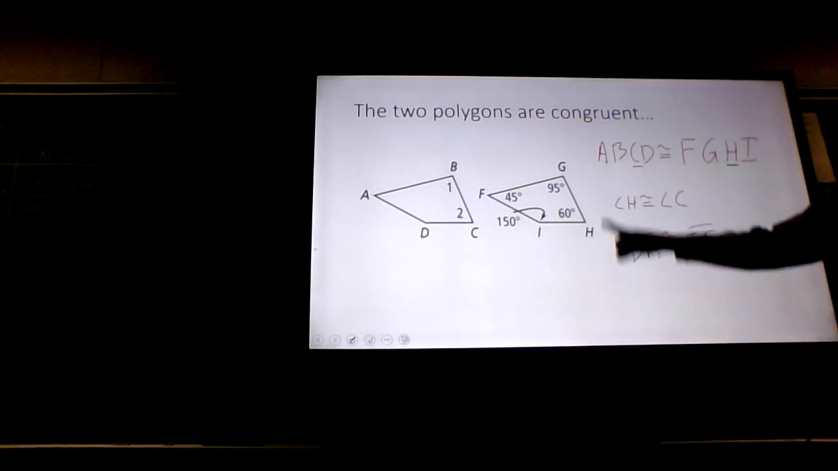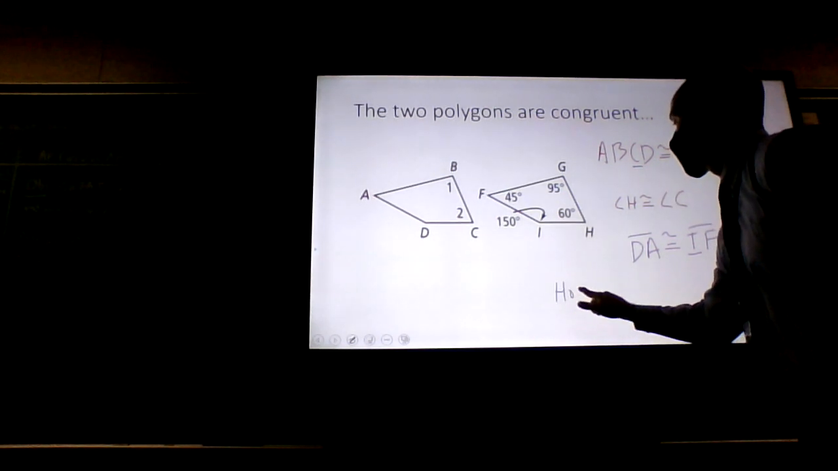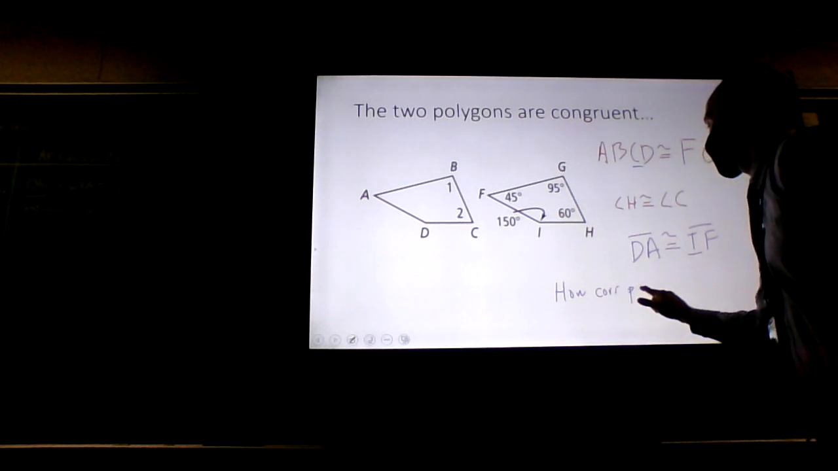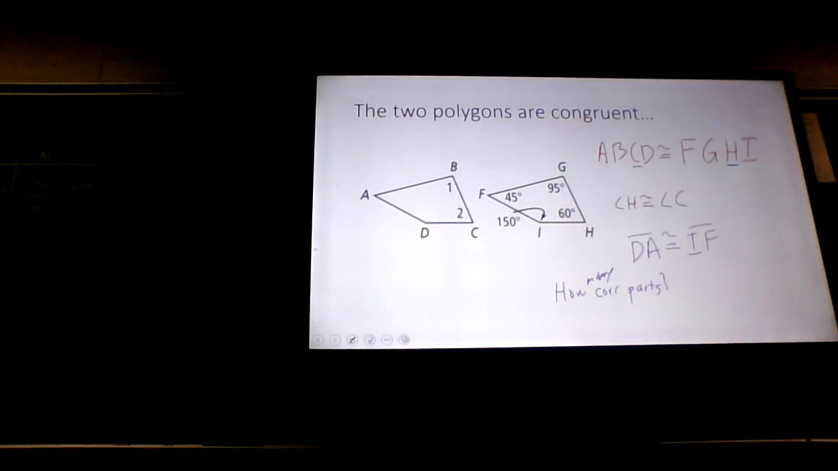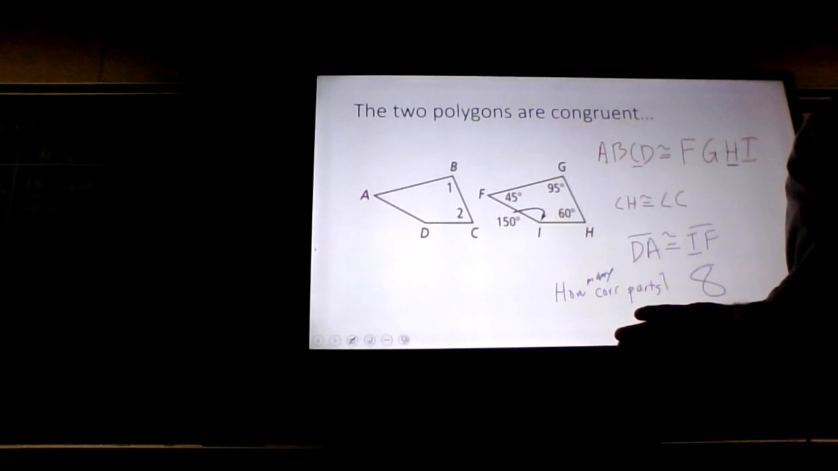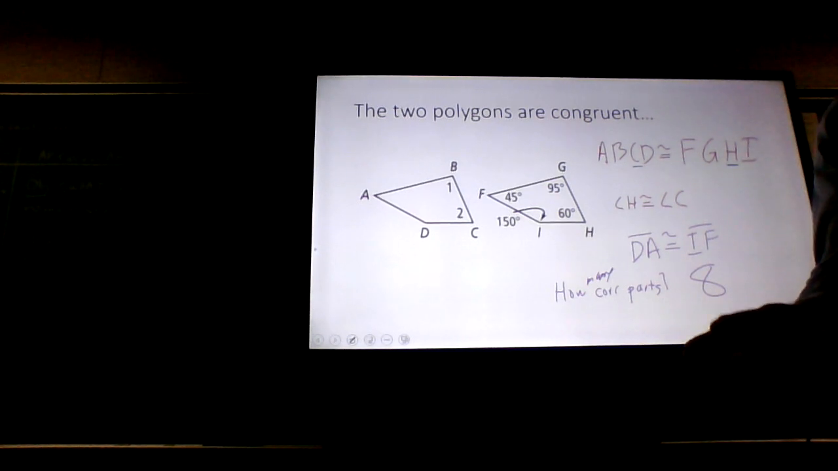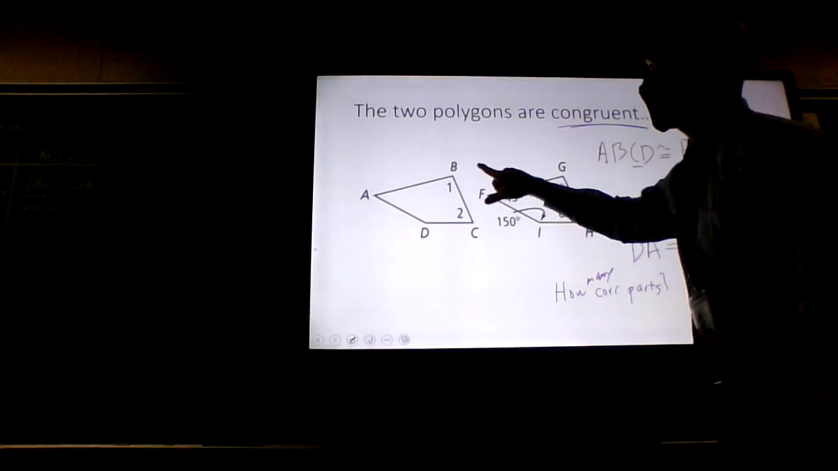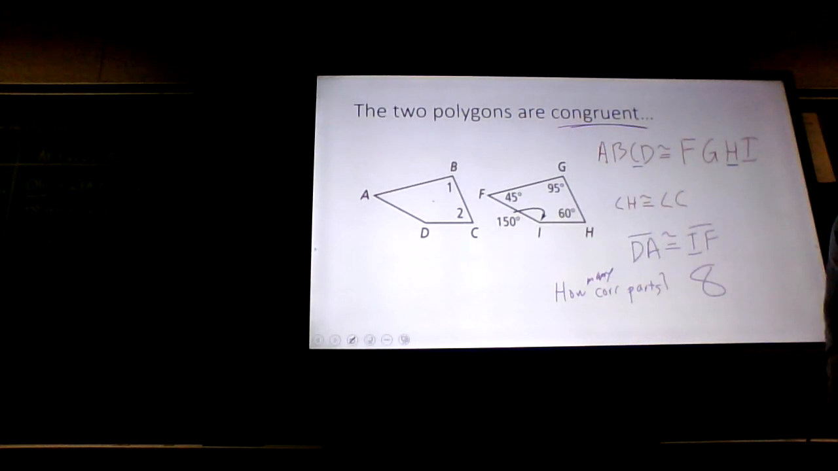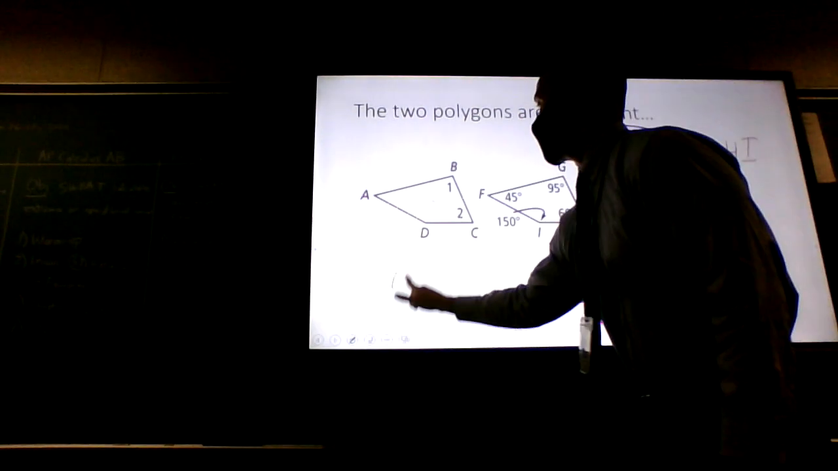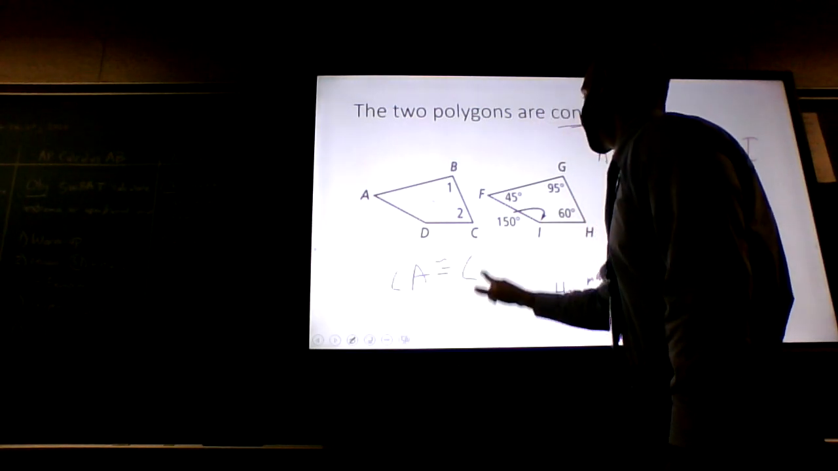Now, guys, how many corresponding parts are there between these two guys? 4. Not 4. 8. 8. Oh, the sides. You got to do all 4 angles and all 8 sides. I'm not going to do all of them, but we could. If these two guys are congruent, if this polygon is congruent to that polygon, then all 8 of their corresponding parts are congruent. Everything is congruent. Now, what we got to be careful is, can I say that angle A is congruent to angle H?